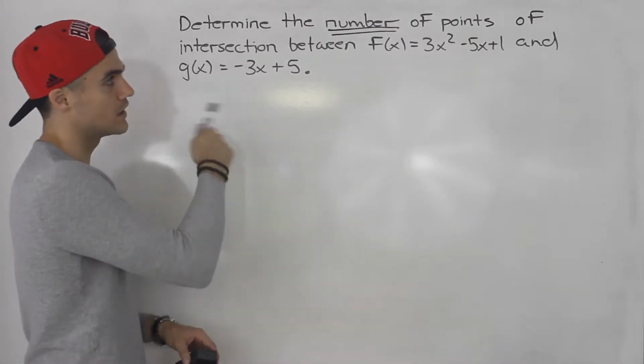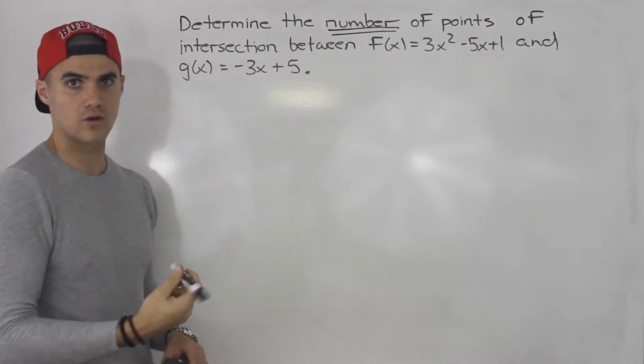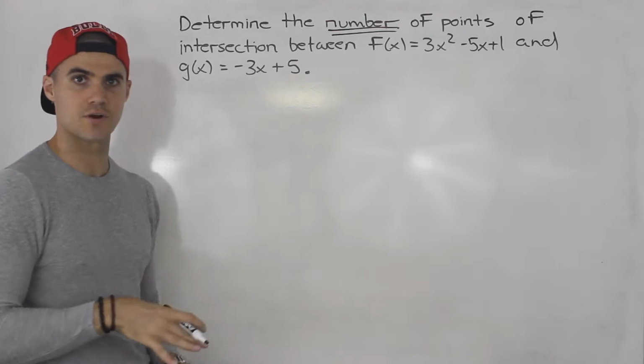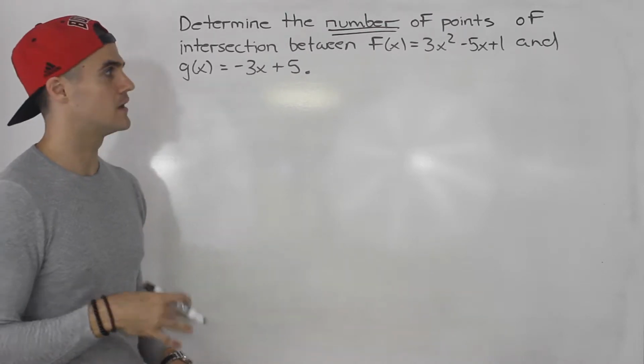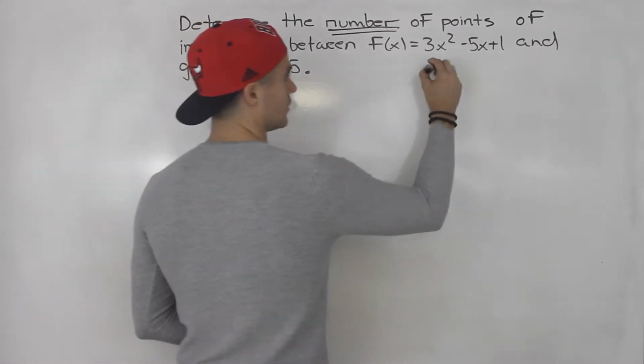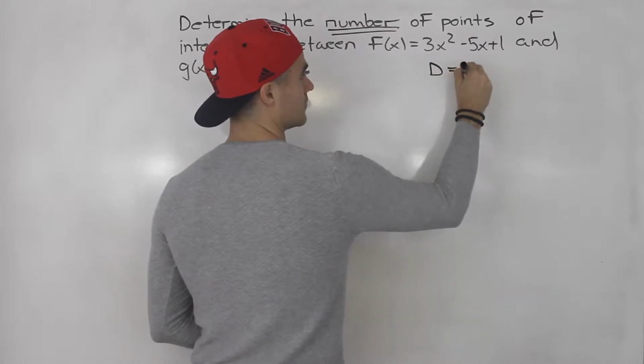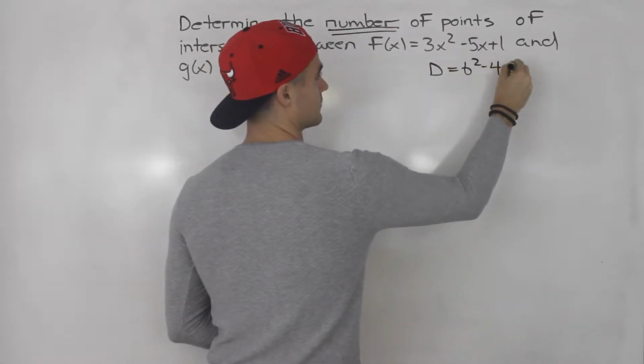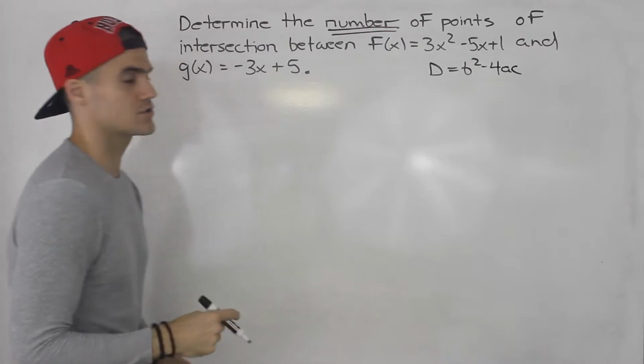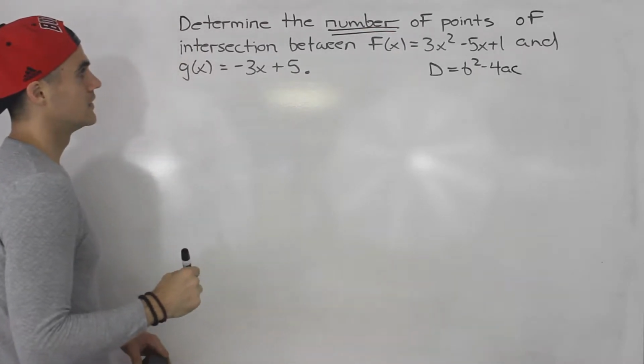So again, whenever you see the number of points of intersection somewhere, or the number of solutions, number of zeros, number of x-intercepts, you know at some point you're going to be using the discriminant, b squared minus 4ac. You're not finding the actual points of intersection, just the number of them.